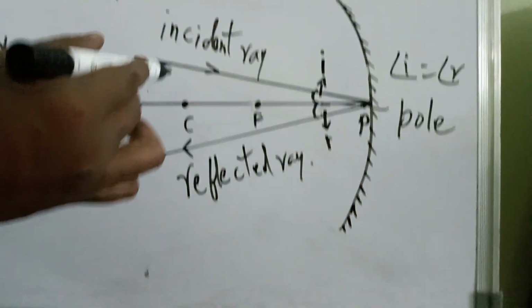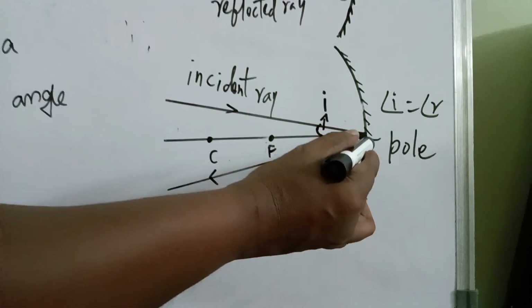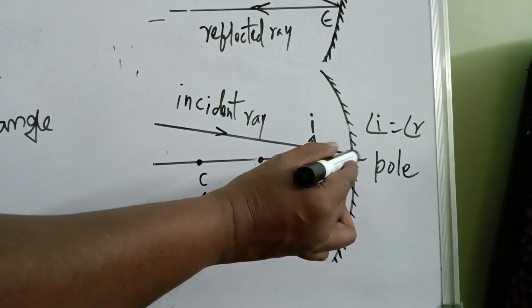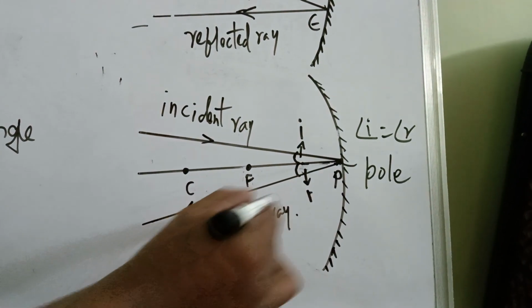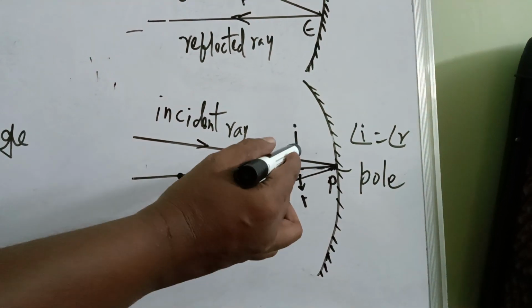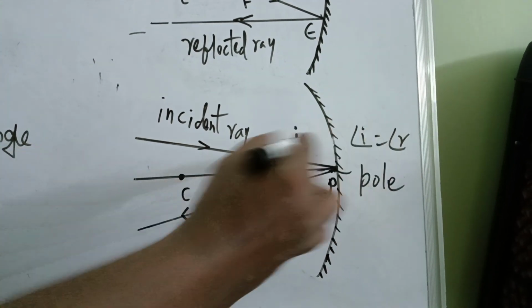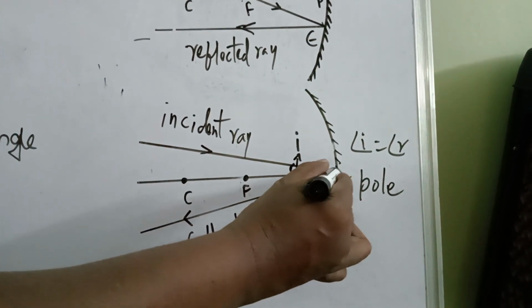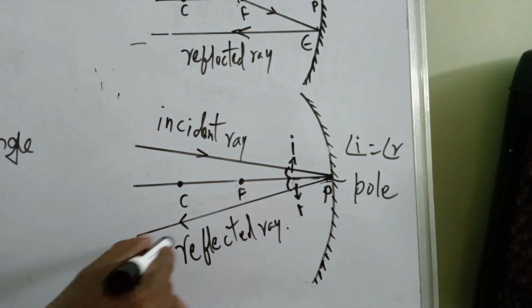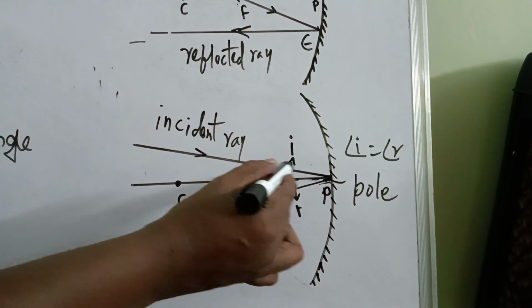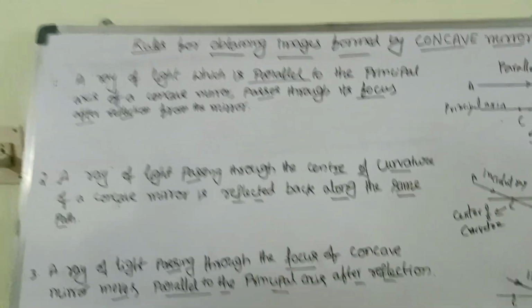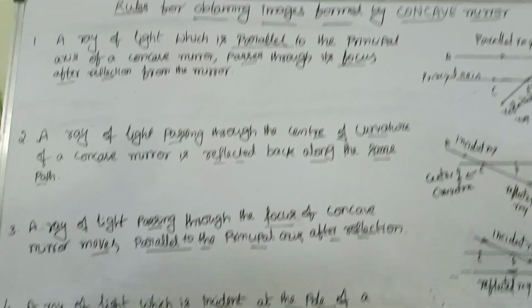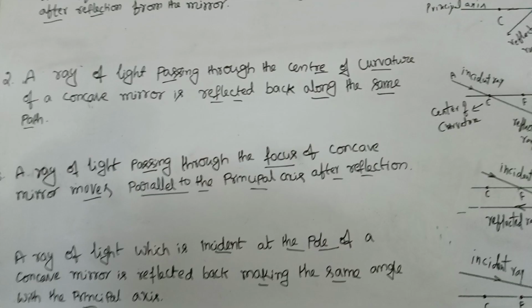And the last one: the incident ray strikes the mirror at the pole of the mirror, and it gets reflected at the same angle. That is, the angle of incidence is equal to the angle of reflection. So the incident ray falls at the pole and reflects at the same angle. So these are the rules for obtaining images formed by the concave mirror.